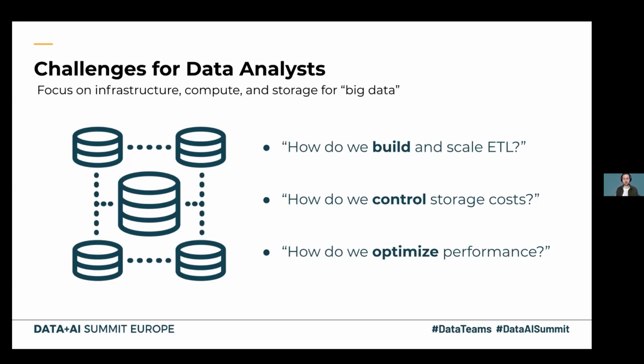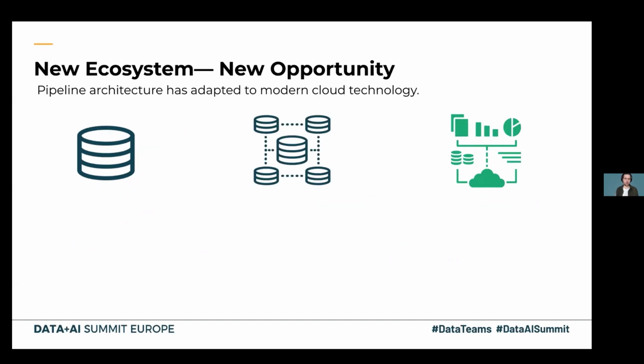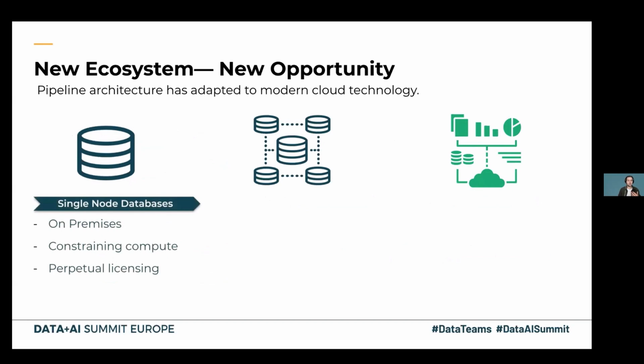But ultimately, how did we get here? Where did we start? This all started with a single node database, these on-premise systems that had an inherent constraint on compute and storage. And we had to pay for them in a perpetual licensing manner. We couldn't just say, let's auto scale up and down as we do today. And because of that, we had to limit our pipelines in that ETL manner that I mentioned before.